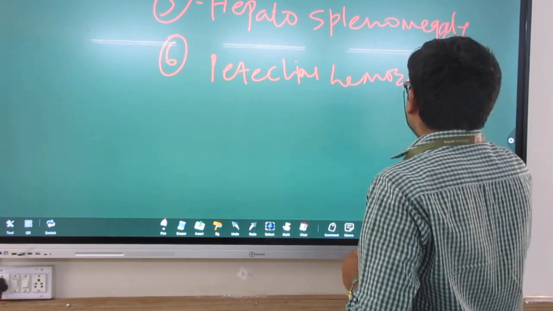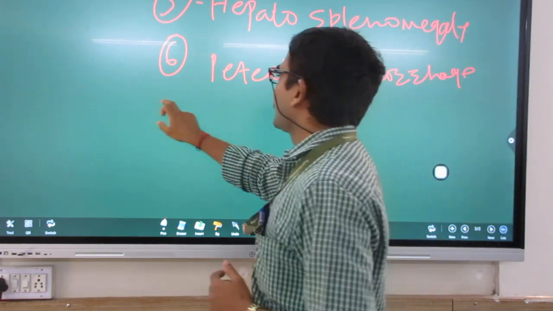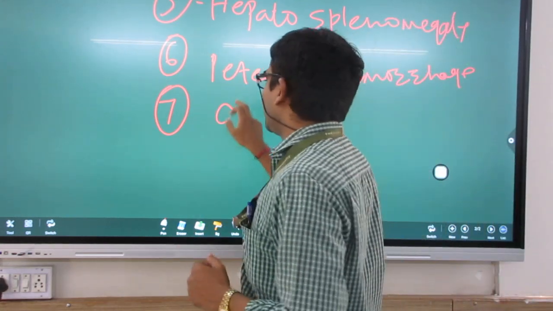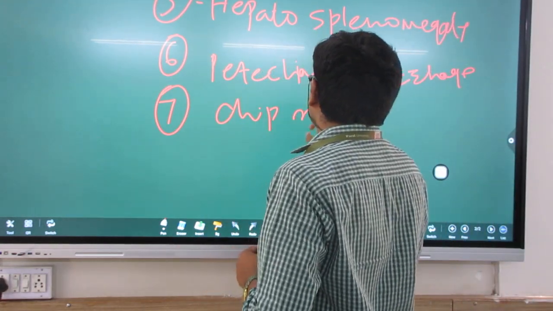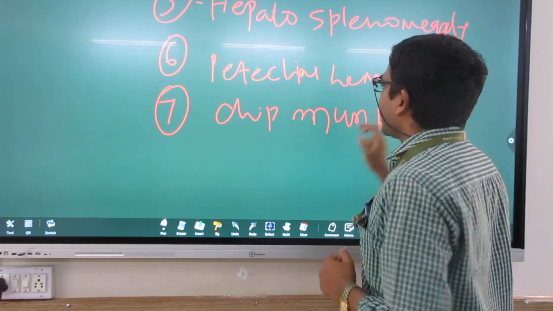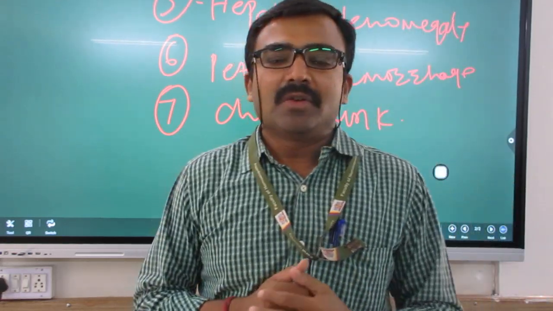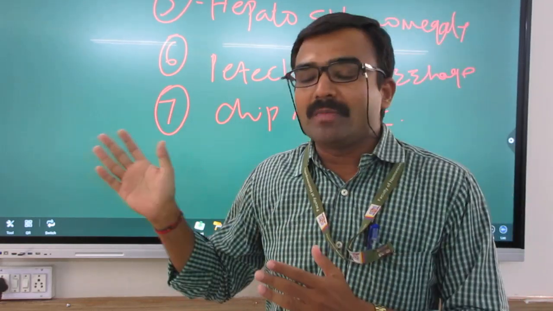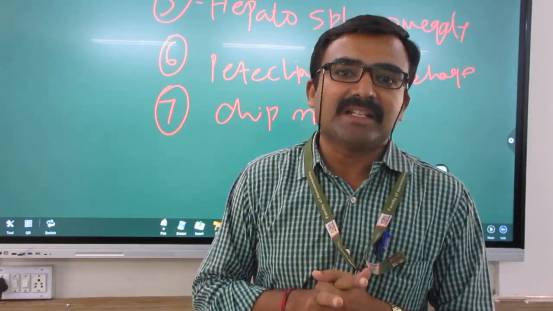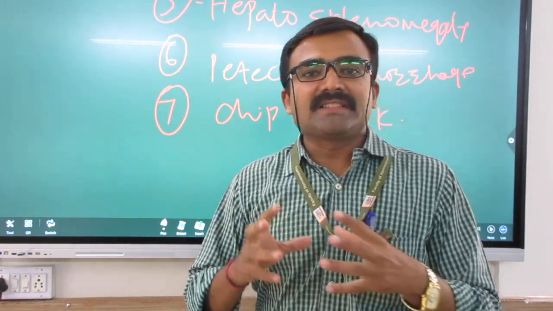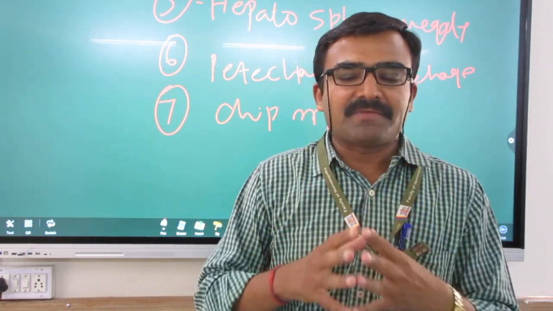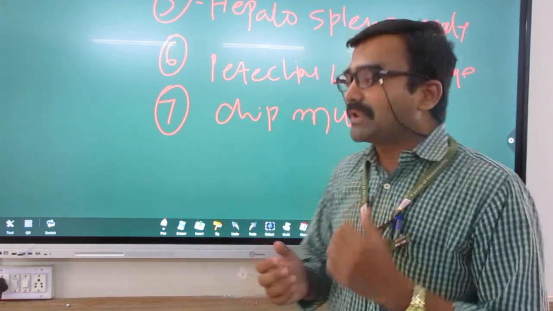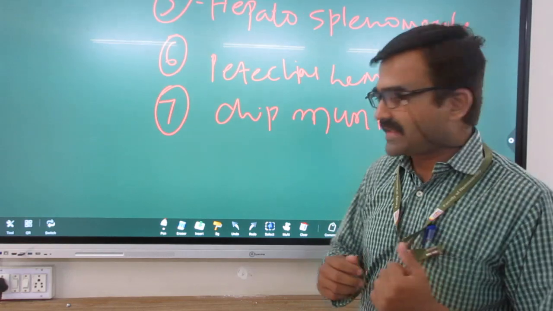Another sign of hematological diseases is chipmunk faces. Remember friends, chipmunk faces. This is a very characteristic, typical presentation of the face of a person who is having some hemolytic anemias, and commonly it is seen in cases of sickle cell anemia. Friends, in this chipmunk face, the patient's face appears like that of a squirrel. So look for such presentation in the patients.